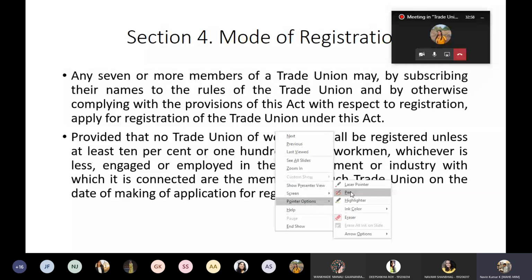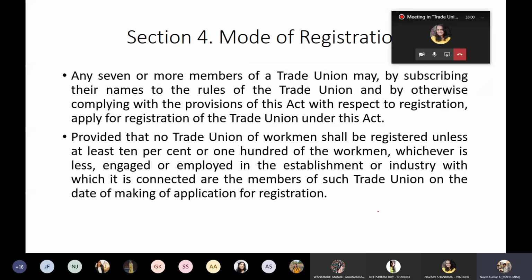Suppose in an entire organization there are just 50 employees. Now what we need to calculate? Whether this 10% provision is applicable. 10% of 50 comes to 5, right? Whether it will suffice for the registration.